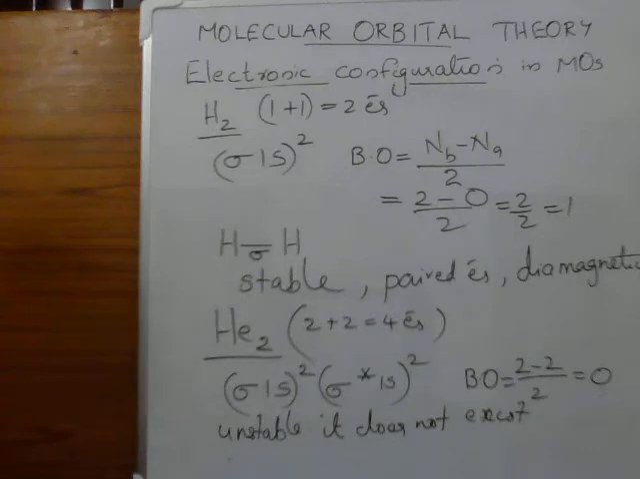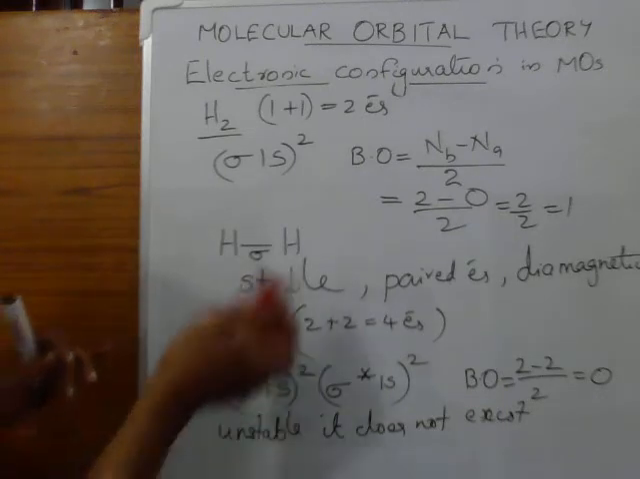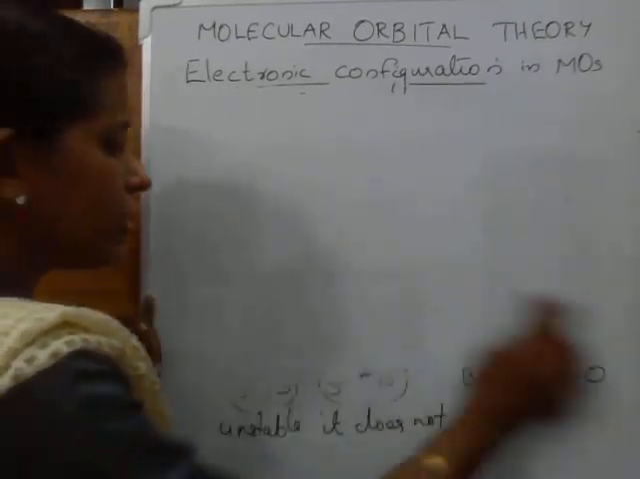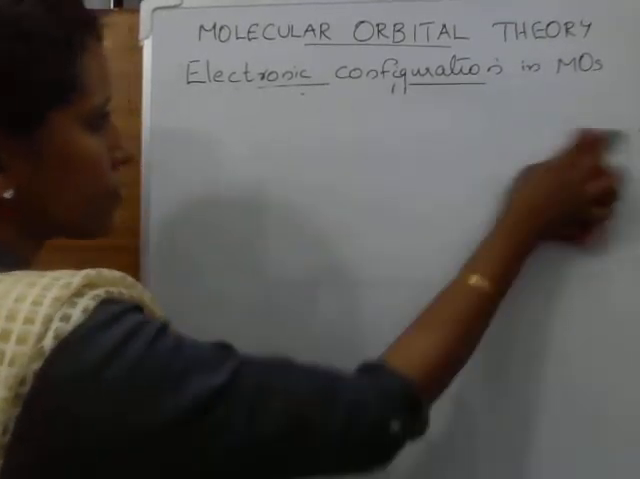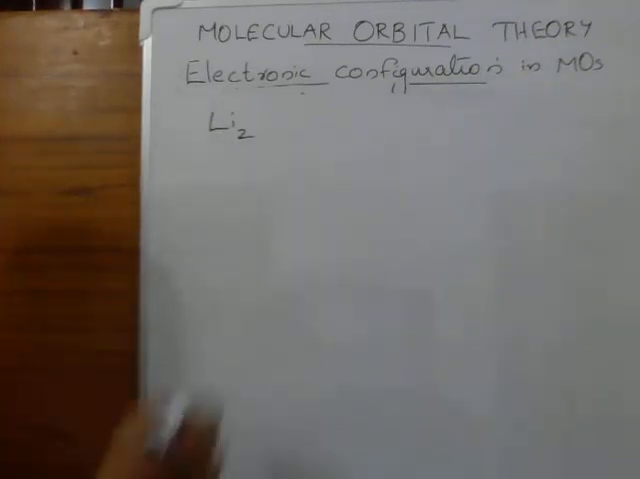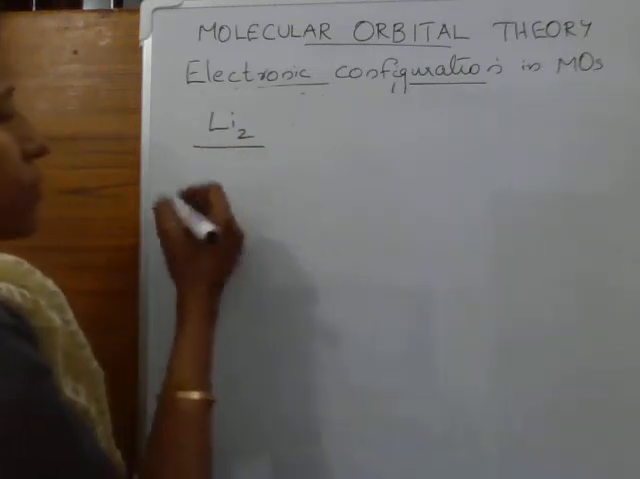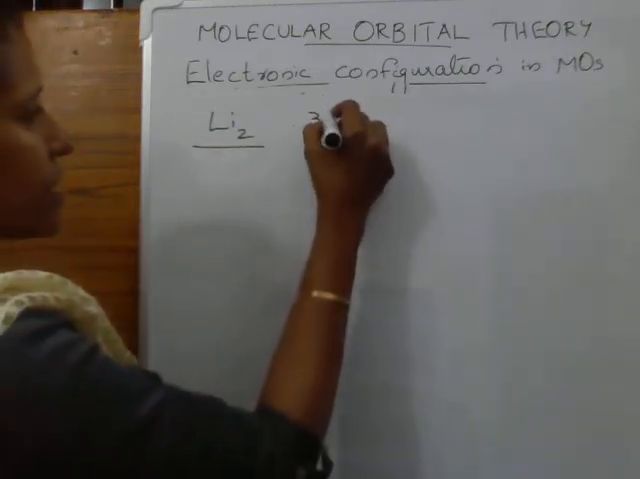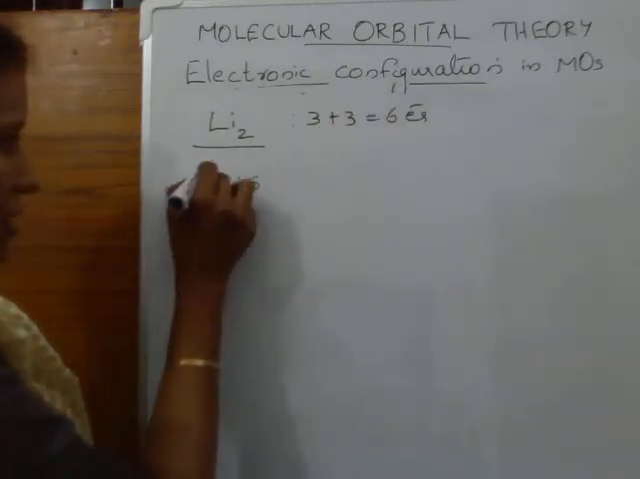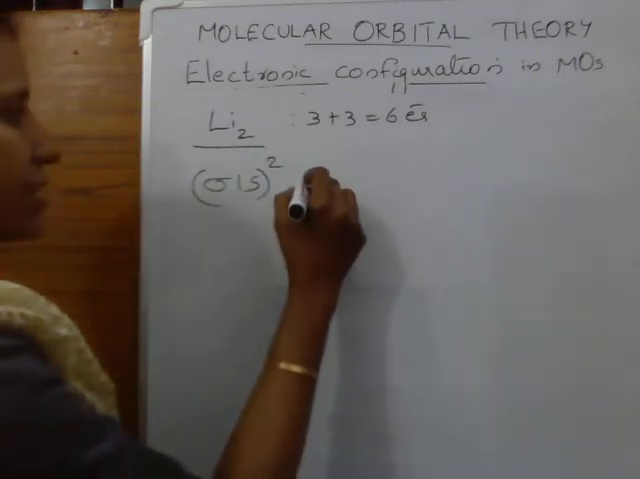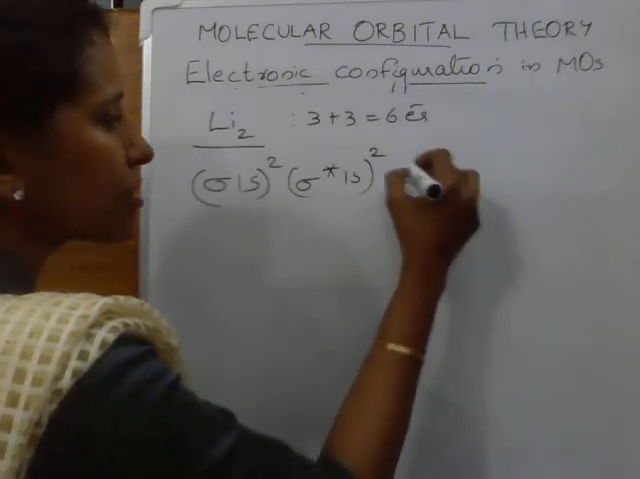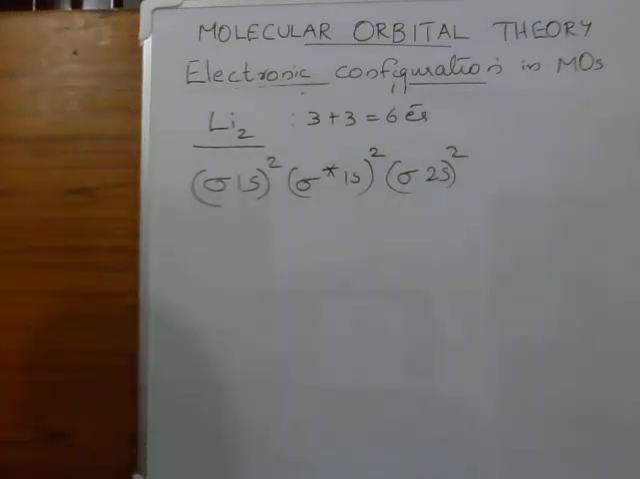Okay. Now, the next molecule, lithium molecule. If you write lithium molecule, that is Li2. Li2 molecule contains how many electrons? Atomic number of lithium 3. 3 plus 3 equal to 6 electrons. Electronic configuration: first sigma 1s with 2 electrons, then sigma star 1s with 2 electrons, then sigma 2s with 2 electrons. This is the configuration.